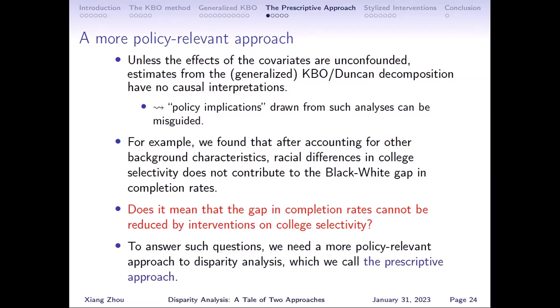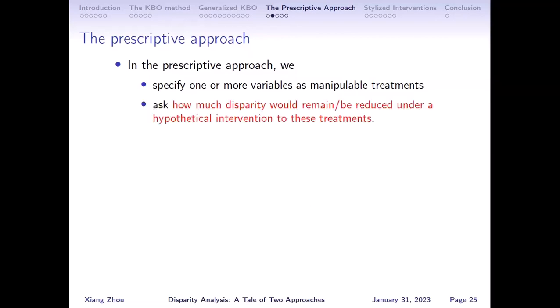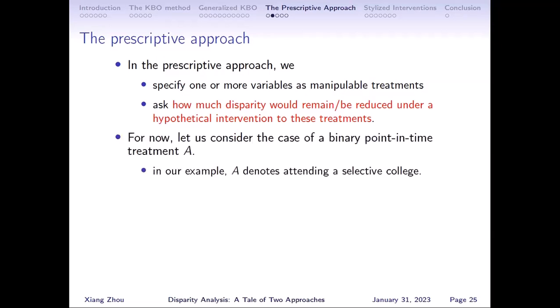So to answer such questions, we need a more policy relevant approach to disparity analysis, which we simply call the prescriptive approach. The main characteristic of the prescriptive approach is to specify one or more variables as manipulable treatments, to use the language of causal inference, and ask how much disparity would remain or would be changed under a hypothetical intervention to these treatments.